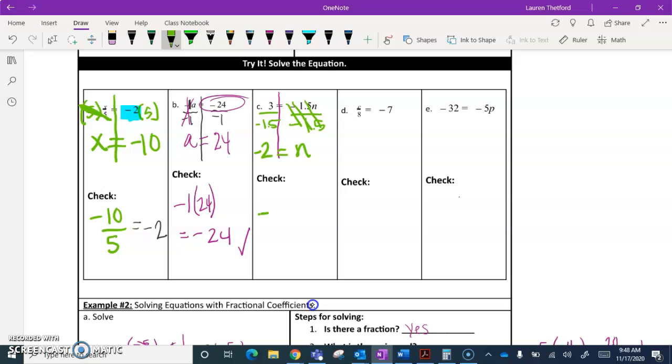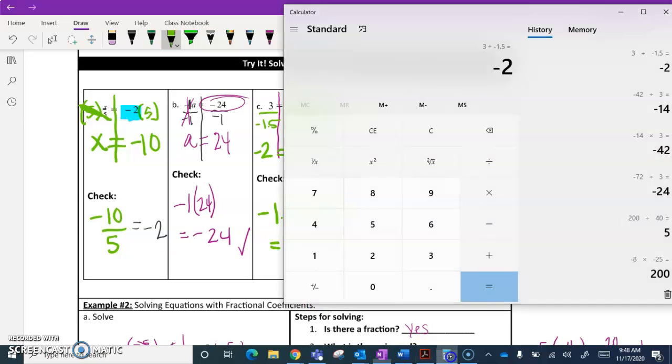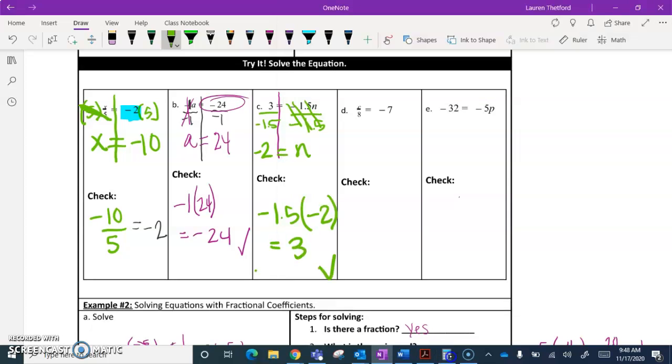So when I plug back in negative 2 where my n used to be in my equation, I should get 3 if I did it correctly. So let's check. Negative 1.5 times negative 2 equals 3. So we know that we got that.